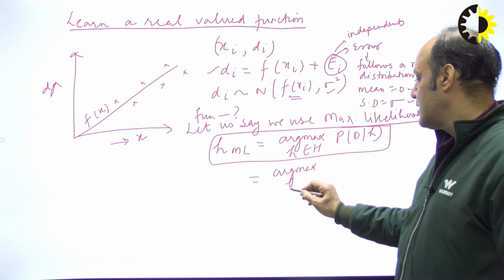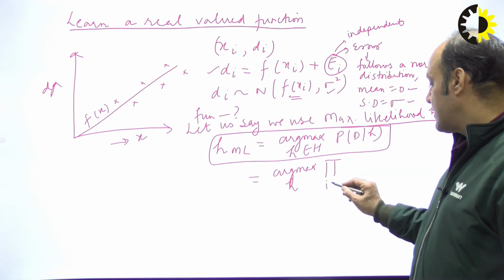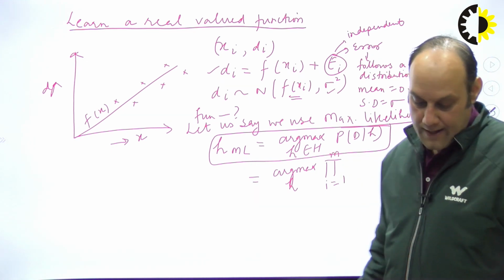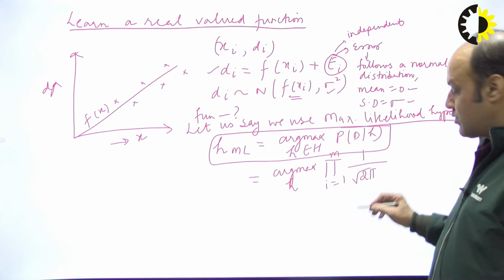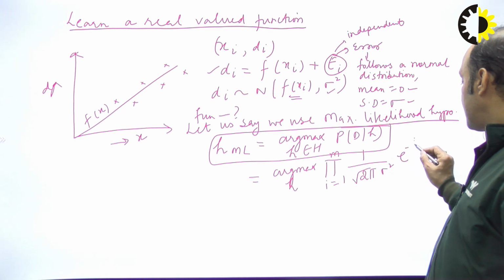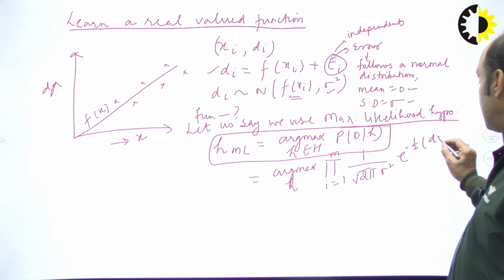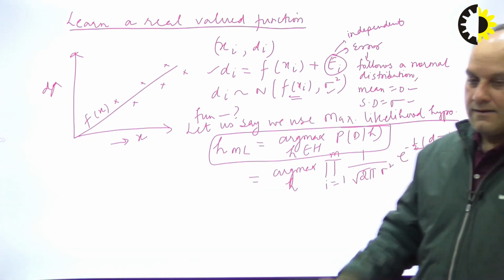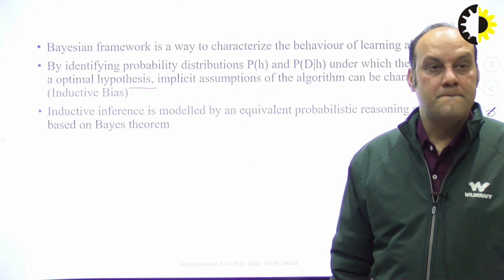So for this function h, we can define it as a product for all instances, i equal to 1 to m, of 1 upon under root 2 pi sigma square, e raised to the power minus half of (d minus f(x)) whole square upon sigma square.